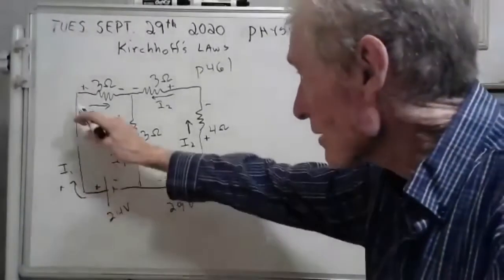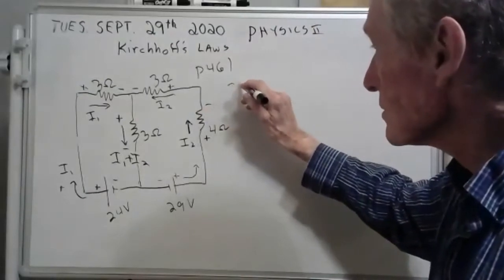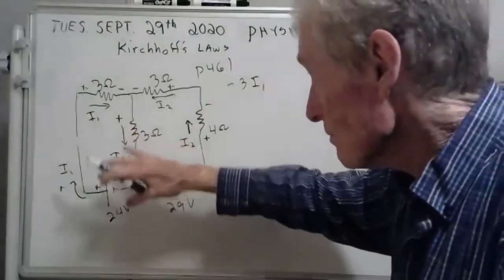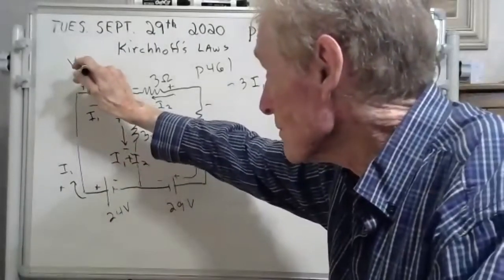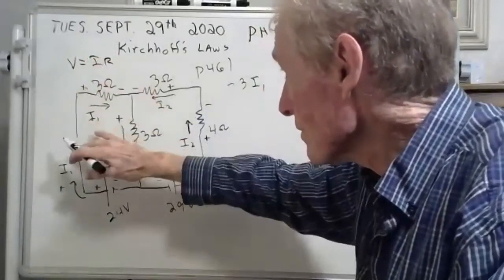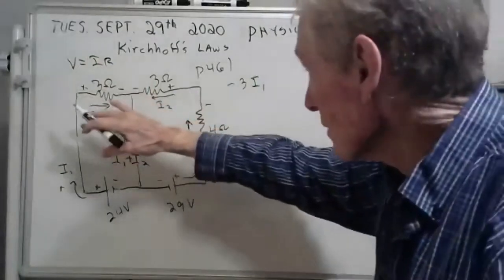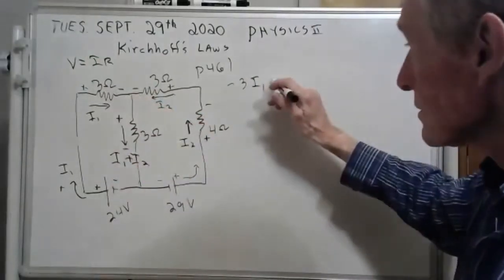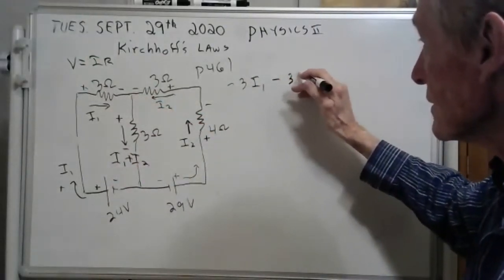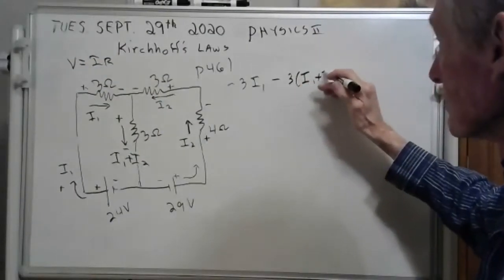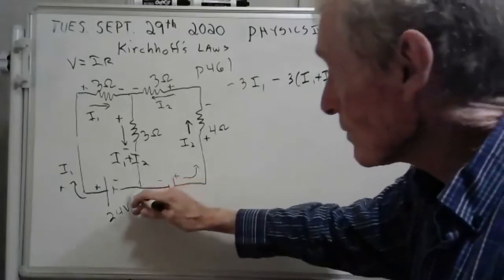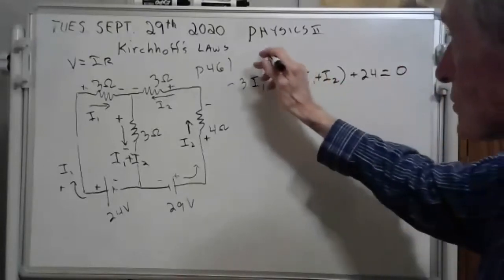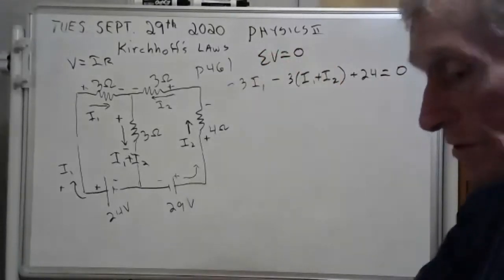I'm going to start here, and I'm going to go minus 3I1. See, that's the voltage. Voltage, V equals IR, and the current is I1, and the R is 3, so we got minus 3I1. And then we're going to go minus 3I1 plus I2. And then we're going to go plus 24 equals 0. The sum of the volts in the loop has to be 0.